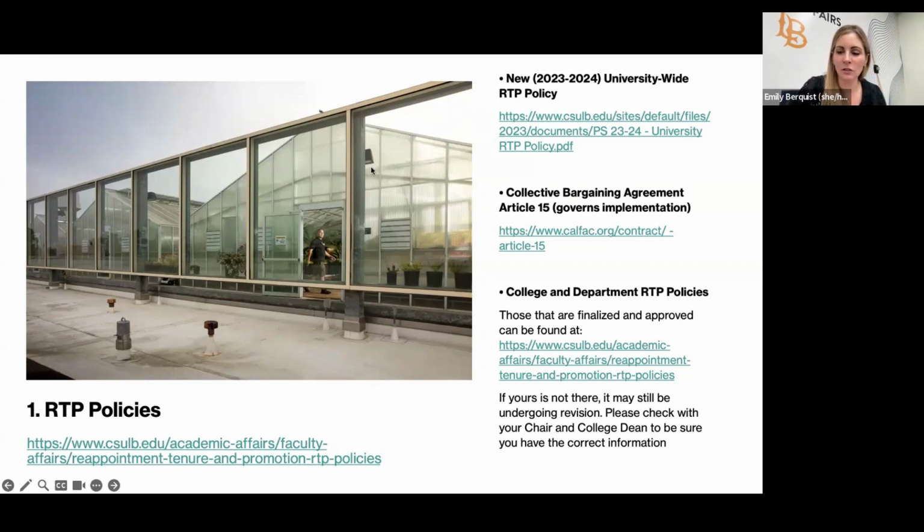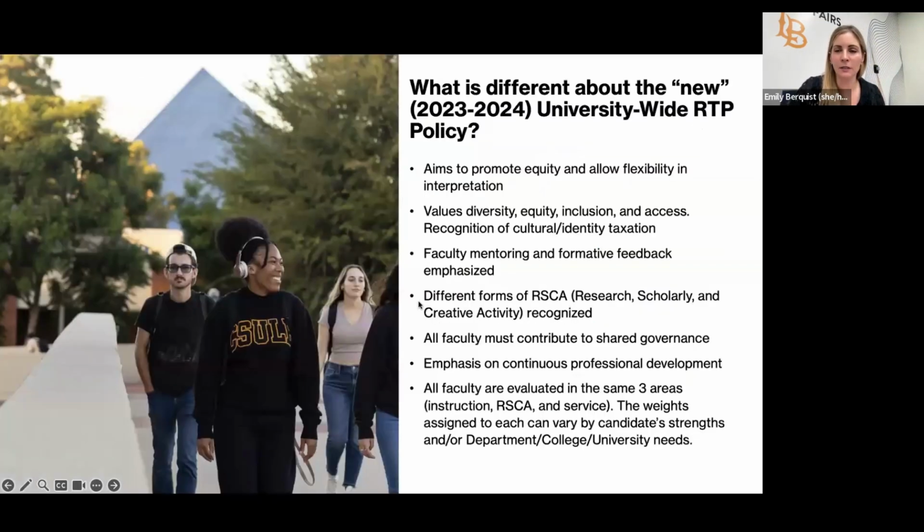Okay, great. Then let me just talk really quickly about the difference with our new university-wide RTP policy. Our committee from across the university really worked with cutting-edge principles of how to promote equity and inclusion in higher ed. So we're really proud of all the collective work that people did. And this is going to make the RTP process more transparent and hopefully smoother for all the different kinds of faculty who make up our community.